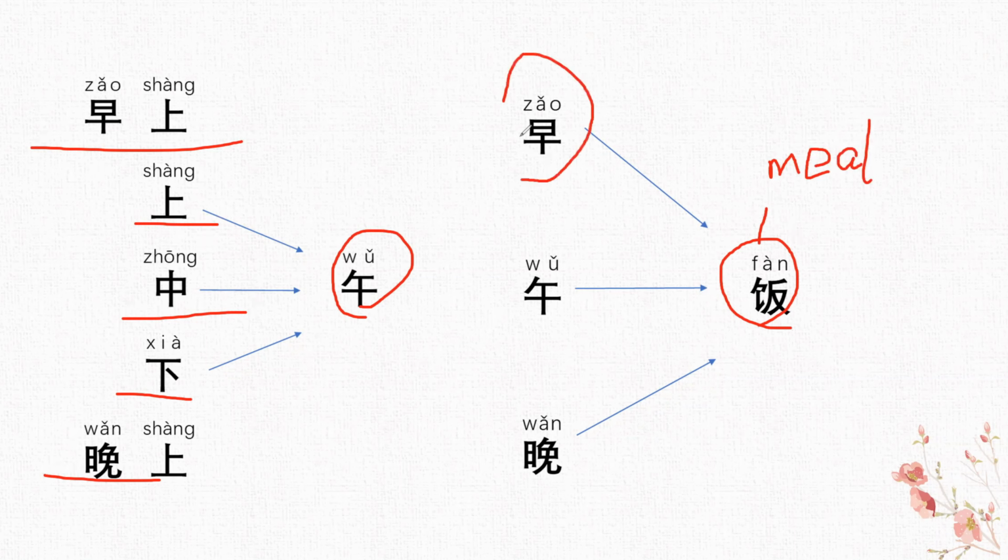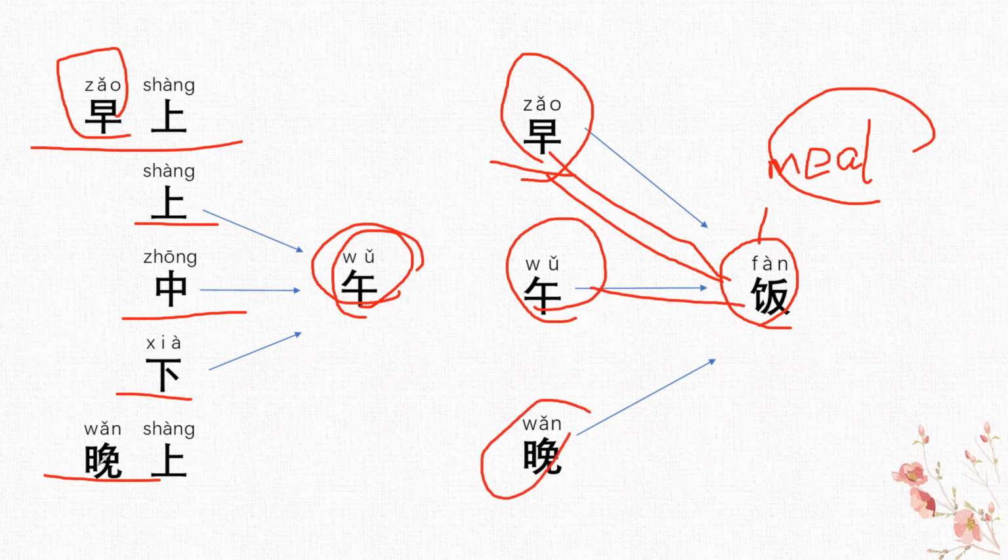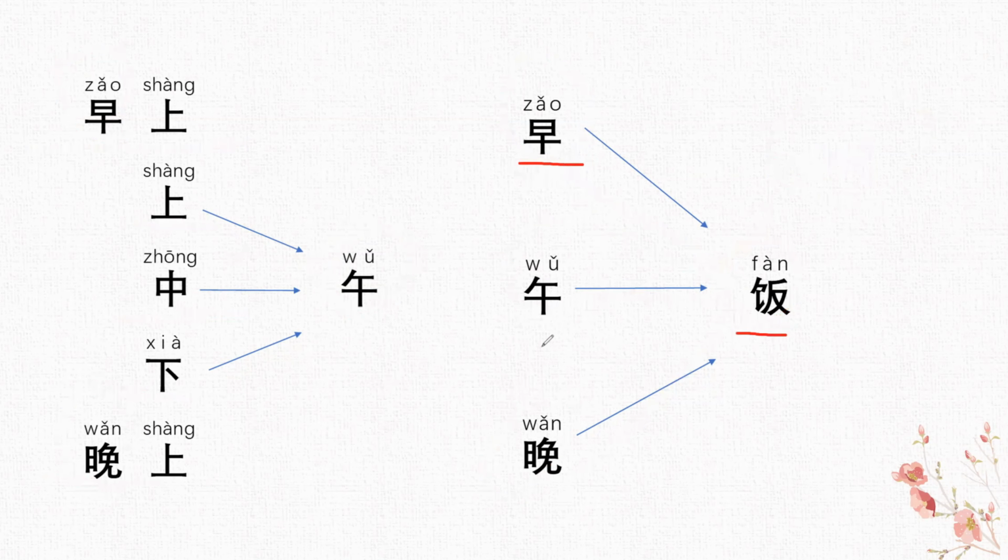So morning, you see 早 is early morning, right? 早 is early. So I say early meal. The earliest meal in the day is breakfast. So 早饭 is breakfast. 午 is a kind of noon. The meal you eat in the noon is lunch. So 午饭 is lunch. 晚 evening, right? So 晚饭 evening meal will be dinner. 早饭 breakfast, 午饭 lunch, 晚饭 dinner.